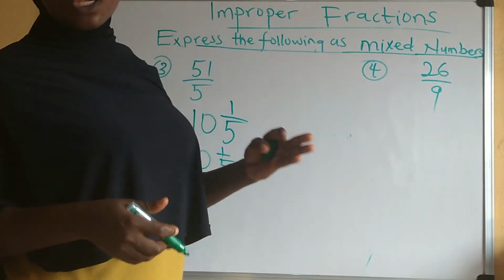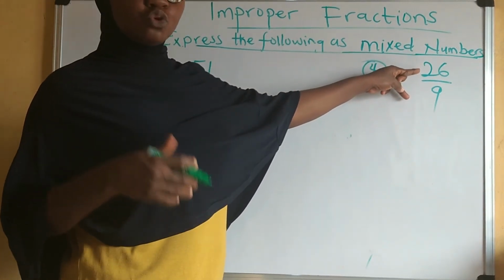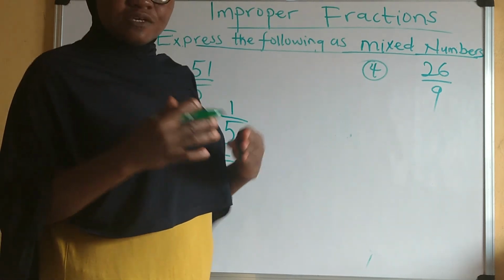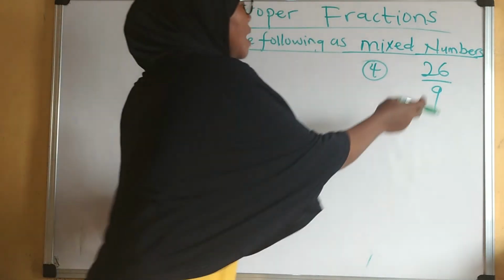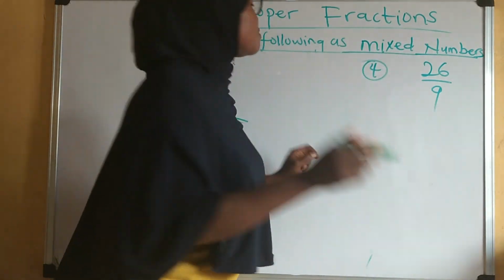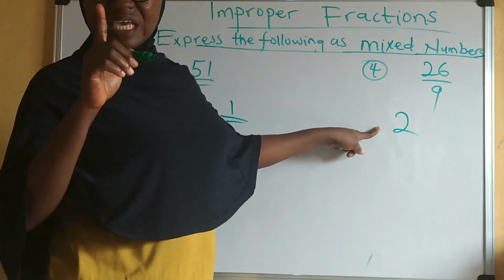So you don't want to go to 9 times 3. You rather stick to what? 9 times 2. And 9 times 2 will give us what? 18. So how many 9 can I get in 26? 2. Because 9 times 2 will give me what? 18. So I need to take away 18 from 26.